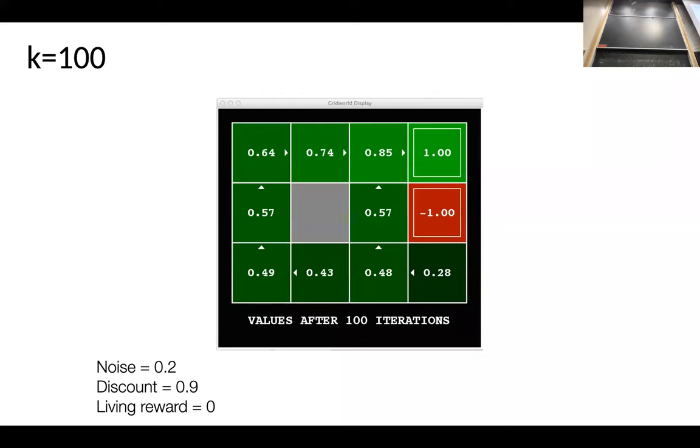Does this make sense? Any questions? Okay, so let's stop here in that case, and we'll continue next time.